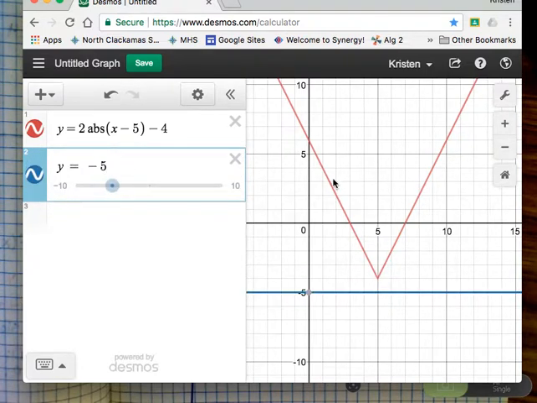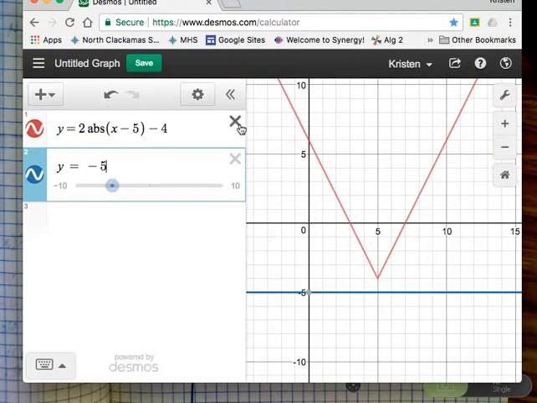That's because the absolute value function in this case is opening up, and negative 5 is underneath it. What that means is there's no number I could plug in for x and get a solution to this equation. We'll look at that with algebra in a few minutes too.